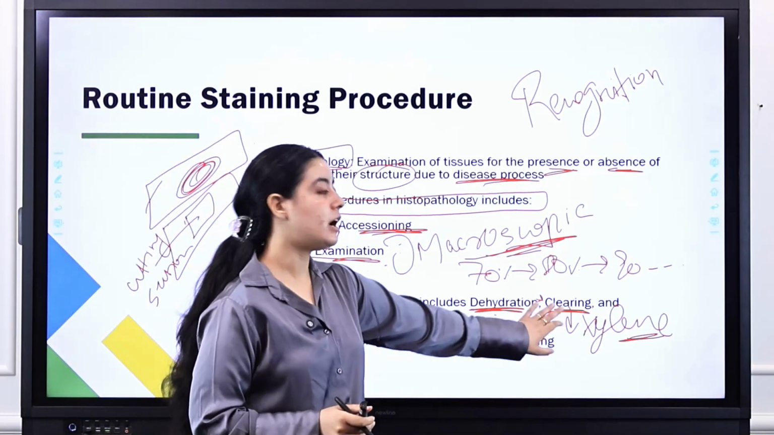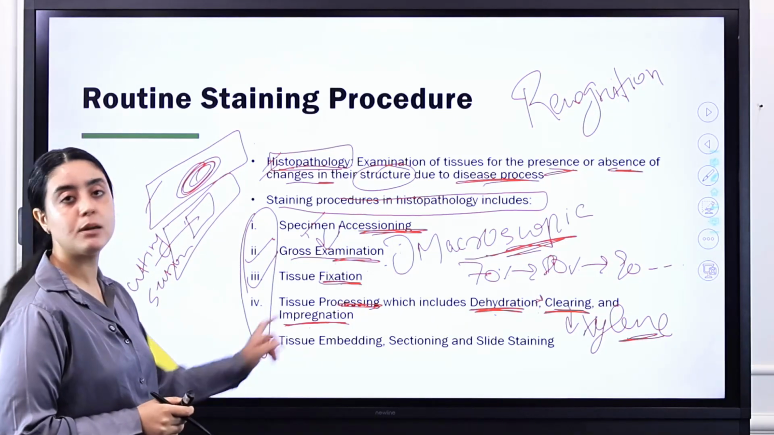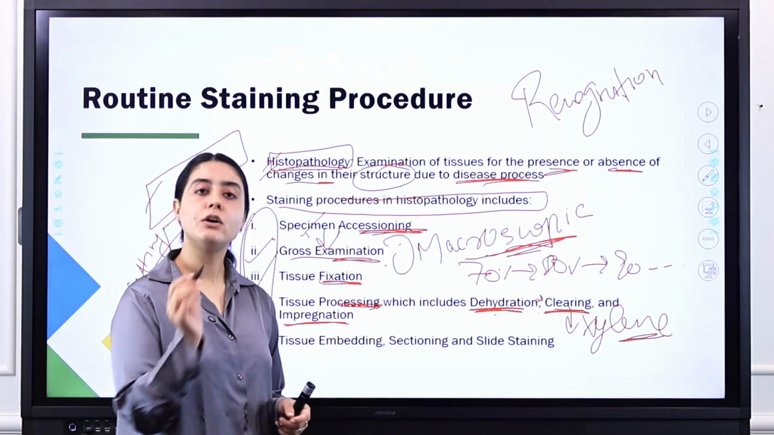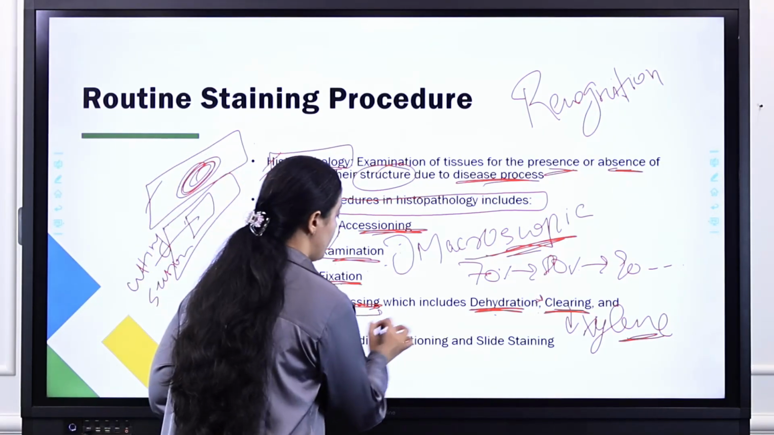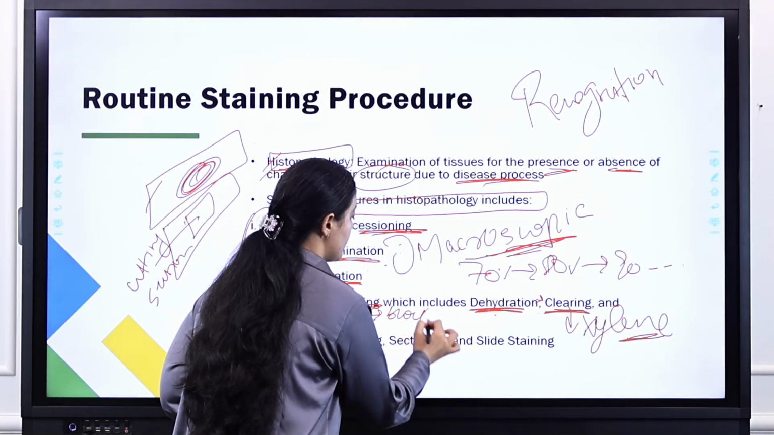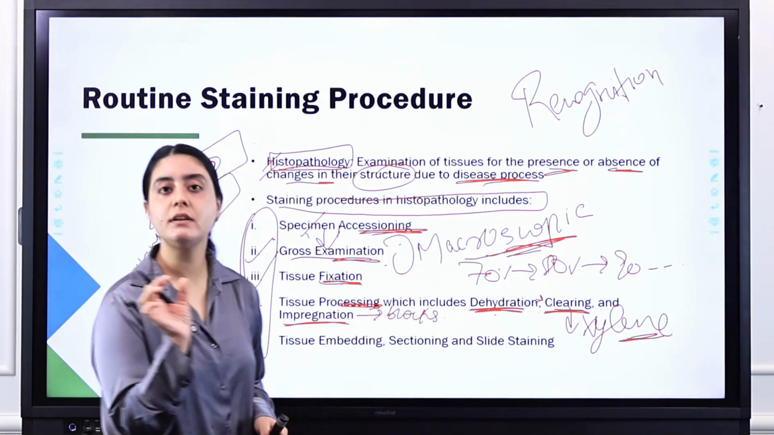What will be the next step? After clearing, you will proceed towards impregnation. In impregnation, you make the blocks with the help of paraffin wax.